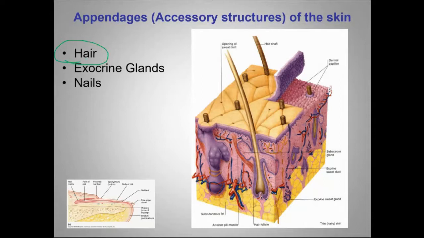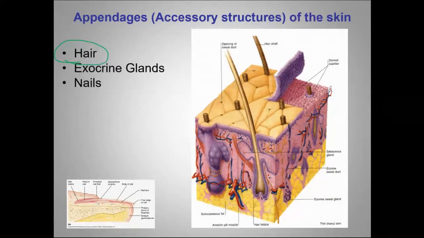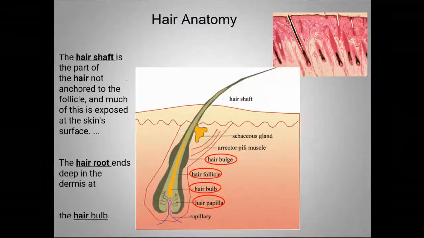All right, so we talked about appendages. Of course, hair is an important one. It's pretty complex, I know. Try to minimize all that. We're going to look at it again. Exocrine glands are also very important. When you look at a hair, I want you to be able to recognize the various areas. Here you have the papilla, then the hair bulb, the hair follicle, and the bulge. These are different areas that have different types of cells. For instance, if I had to ask you, what does the hair bulge house? What kind of cells?